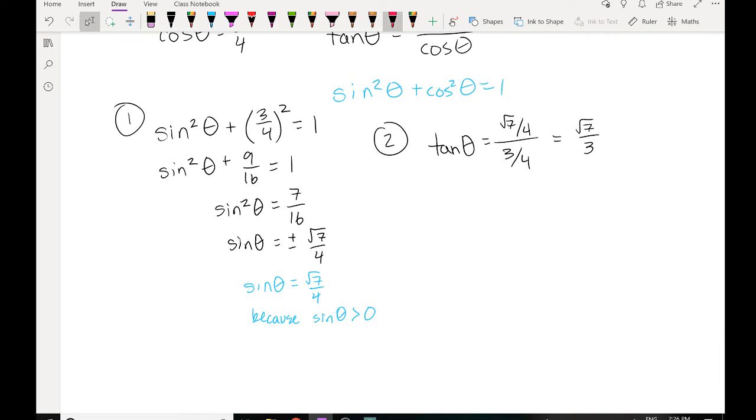Is that worth 3 marks? I mean, I guess so. Feels like there's a little bit more to it. But anyway, 3 marks is what they've allotted, so 3 marks I guess it is.